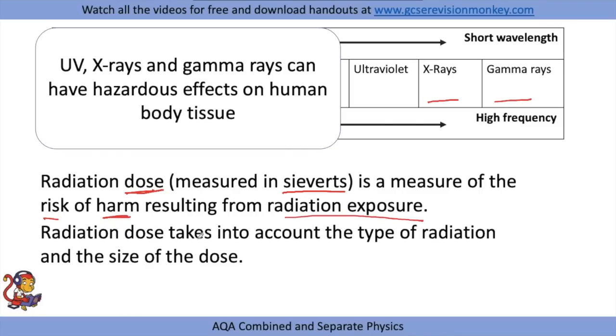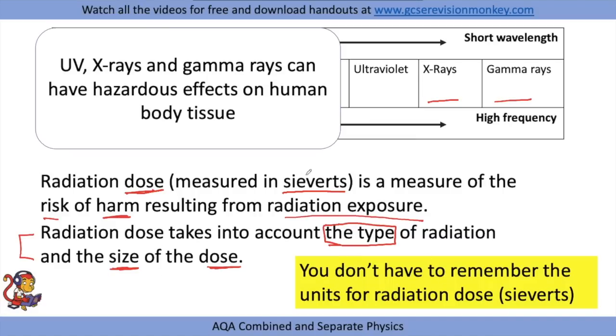So radiation dose takes into account two things. It takes into account the type of radiation that you're exposed to and the size of the dose that you get. So you need to bear in mind that radiation dose takes into account the type and the size of radiation that you are exposed to, but you don't have to remember that the units are sieverts. So you might see sieverts in a question when they're talking about dose, but you don't have to remember those units.